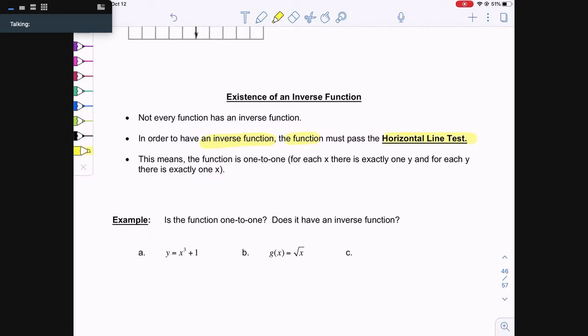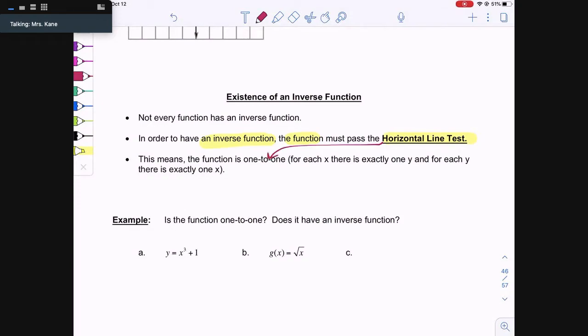I told you about a vertical line test in section 1-2. Vertical line test, each x has to have one y. We drew vertical lines, and as long as the vertical line crossed through the graph once, it passes the vertical line test. Well, the horizontal line test is essentially the same thing, except now we're drawing horizontal lines. So if a function passes the horizontal line test, it is 1-to-1.